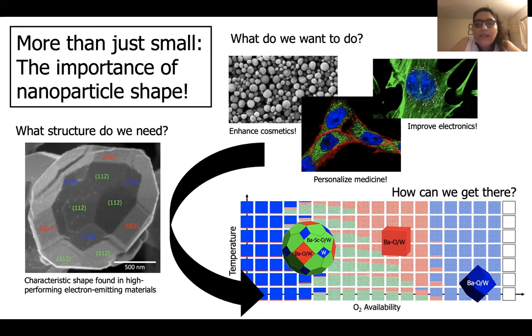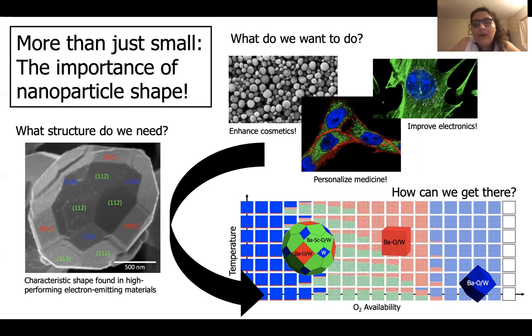But beyond just size, in nearly all applications, a nanoparticle's shape is known to have a significant impact on particle properties and behavior. Therefore, the ability to predict or even tailor particle shape is crucial for improving performance. But how do we actually go about this? A great demonstration of this idea is thermionic cathodes, which is the focus of my doctoral research.